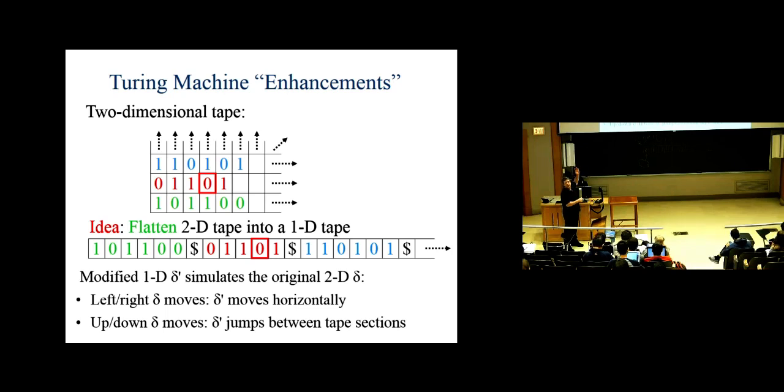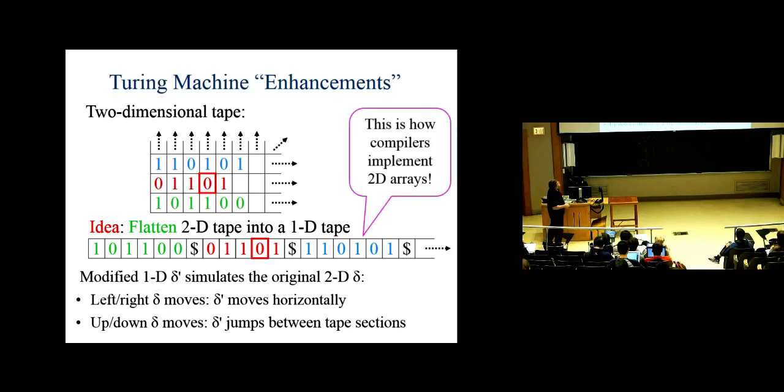How many get that? And you have to do it the tedious way by marking, just like we did on the board earlier. But it's doable. So you have to mark and unmark a whole lot just to go 1 square up in this 2-dimensional tape. But the point is, it's doable with a single 1-dimensional tape, so it's not a superpower. Okay? And similarly for other, and by the way, this is how compilers implement 2-dimensional arrays.